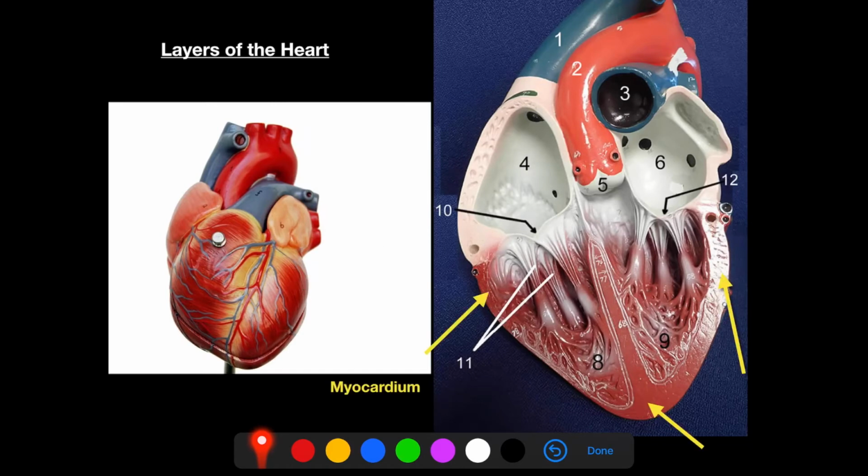The next layer is called the myocardium. Now, the myocardium is definitely the thickest because that's where a lot of cardiac muscle cells are. And that's why it's called myo, referring to muscle. So this meaty stuff right here, this is the myocardium. And then the deepest of all layers is called the endocardium. And like I said, it's the deepest layer of the heart, and it just lines the inside or the deepest portions of the heart.